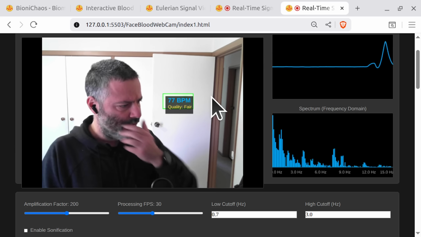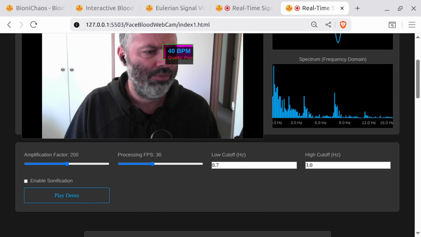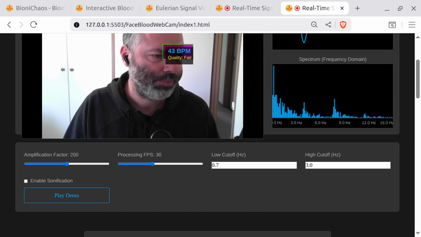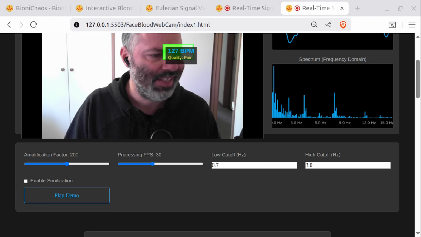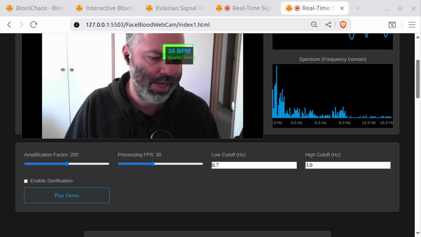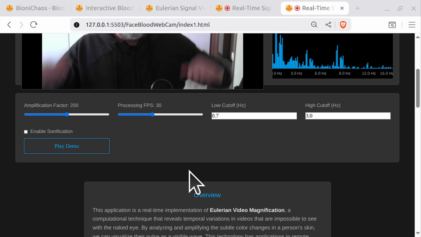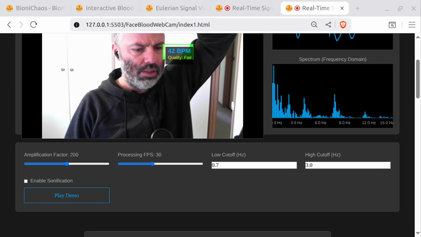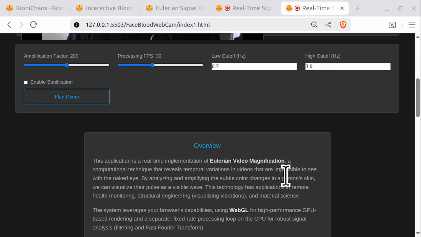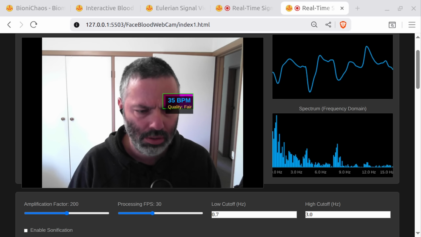No, it's harder with no light. I'm not sure about the amplification factor. And what did we ask? I will integrate Google's MediaPipe Face Mesh. Integrate Face Mesh. Will it work? Well, that's one way to find out: just test the code.